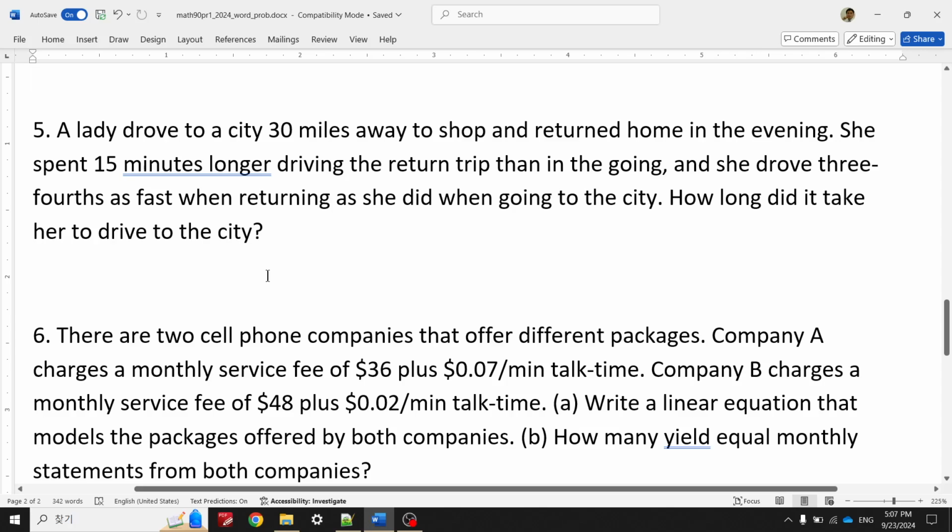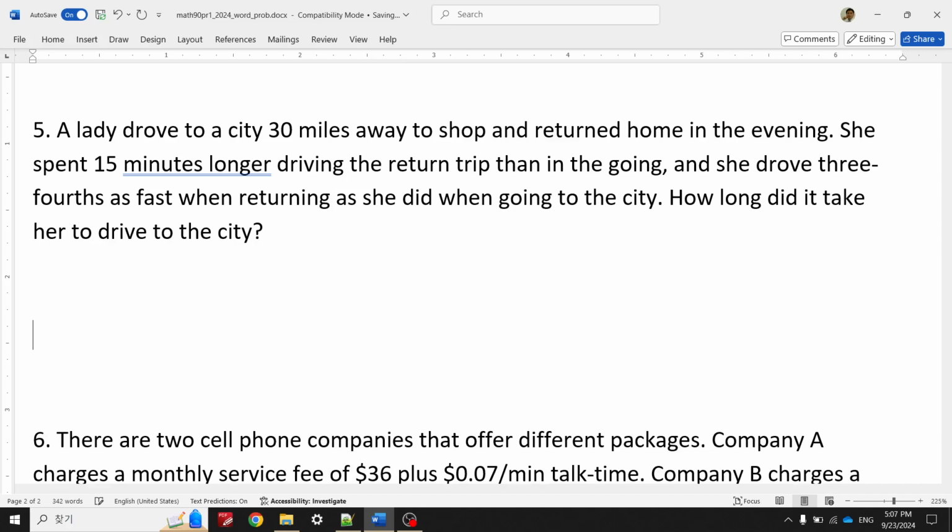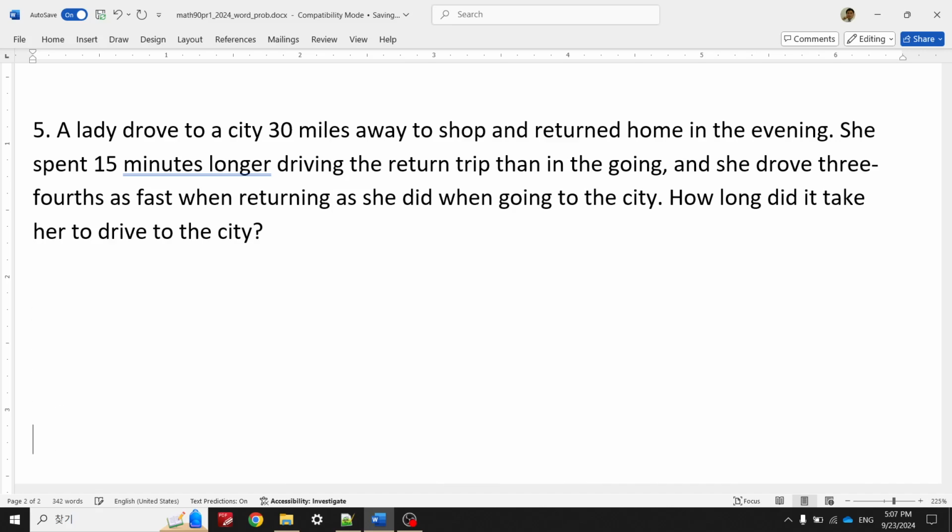A lady drove to a city 30 miles away to shop and returned home in the evening. She spent 15 minutes longer driving the return trip than in the going, and she drove 3/4 as fast when returning as she did when going to the city. How long did it take her to drive to the city?